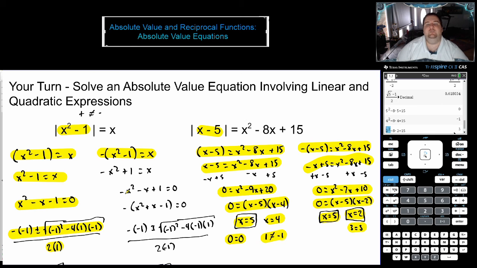And that's it for today. Hope you got the right solutions. See you next time for our next lesson on reciprocal functions.